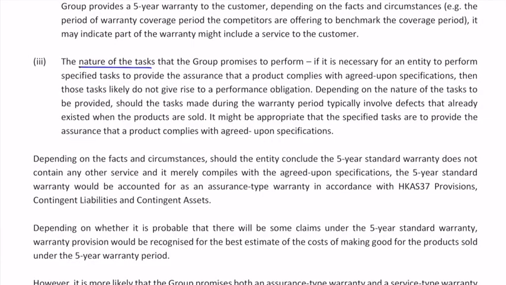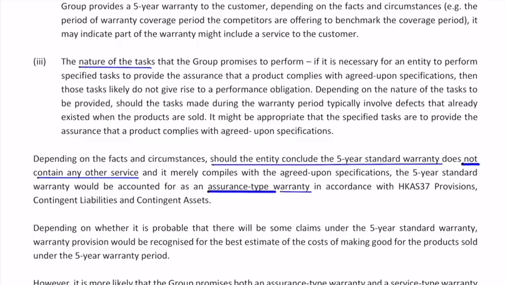We have to consider, under the arrangement, what is the obligation under the warranty? Is it to ensure that the products comply with certain agreed specs? If the answer is yes, this is considered as an assurance warranty. We have to consider the terms and conditions for this standard warranty. Based on the facts and circumstances, if the entity concluded that the 5-year warranty does not contain any service elements, then this is an assurance type warranty.